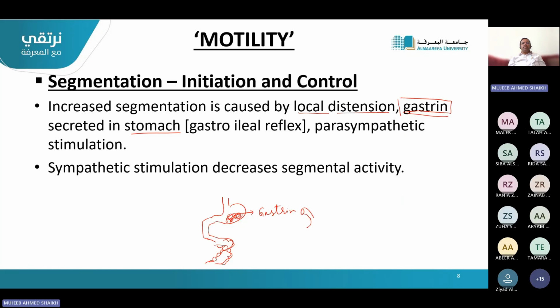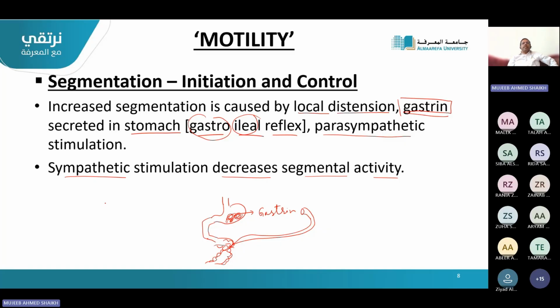It will be poured into the blood vessel and brought to act here on the small intestine, the duodenum and jejunum. This will cause the reflex called the gastroileal reflex, meaning food is in the stomach, but the ileum is starting segmentation contraction. It can also be because of parasympathetic stimulation, whereas sympathetic will decrease the segmentation activity. Opposite to the parasympathetic, sympathetic will suppress this activity.